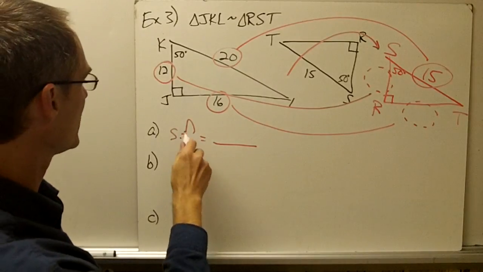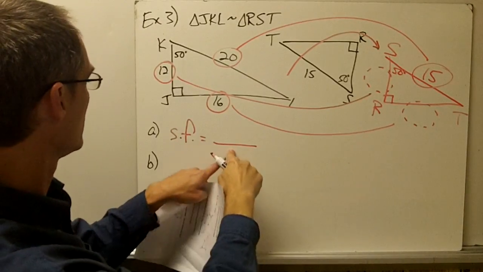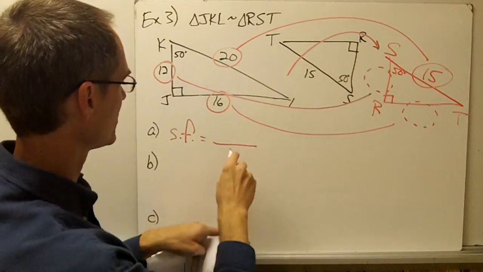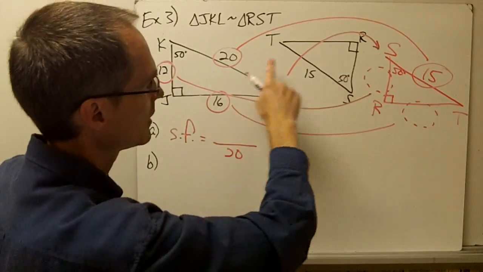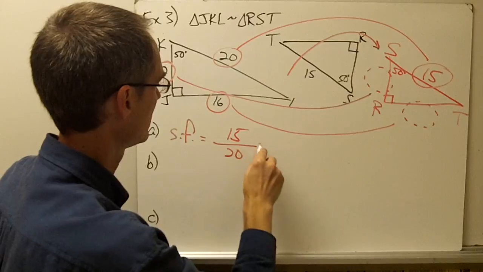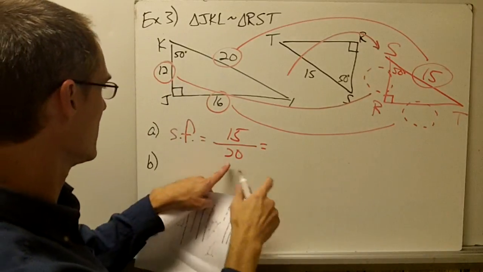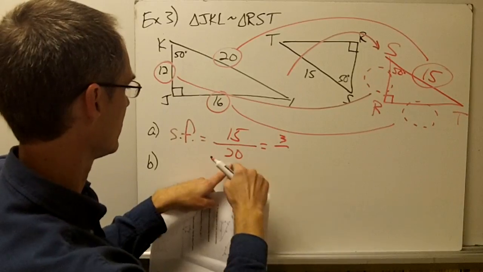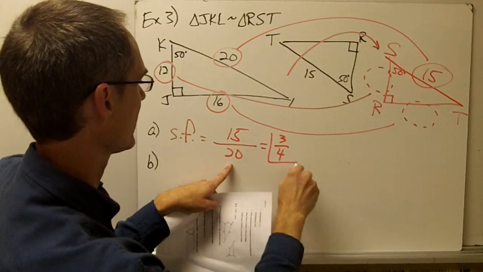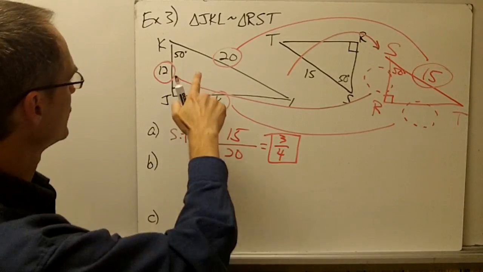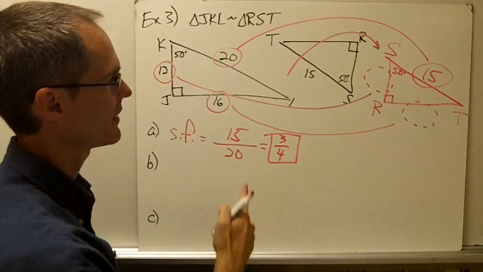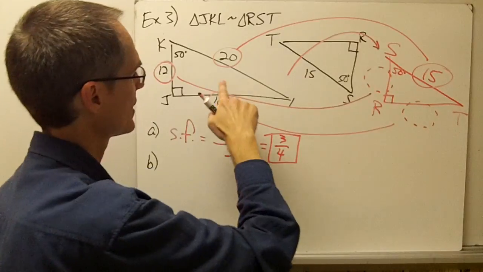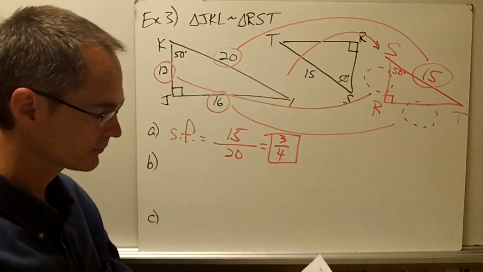So I want to put my pre-image number here in the denominator. I'm going to use this pair of corresponding sides. My pre-image number is 20. My image number is 15. If I reduce that, 5 goes into 15 3 times, 5 goes into 20 4 times. So my scale factor, if JKL is my pre-image, is 3/4, which tells me this triangle is 3/4 as large as this triangle.